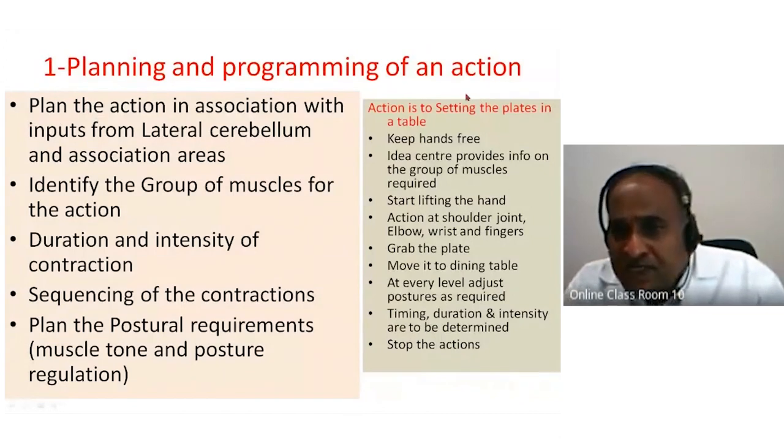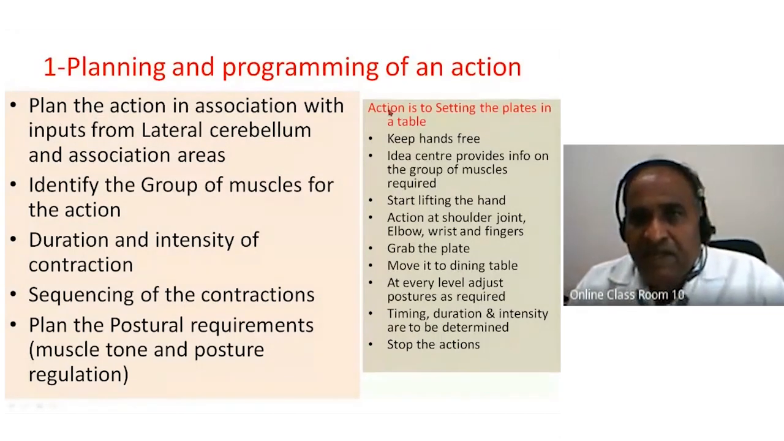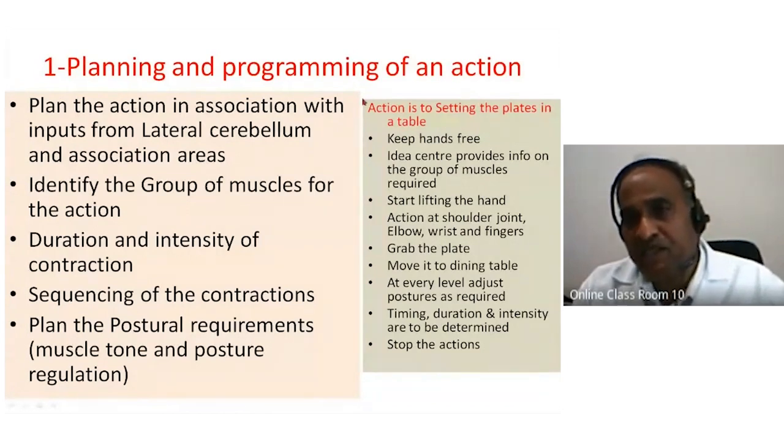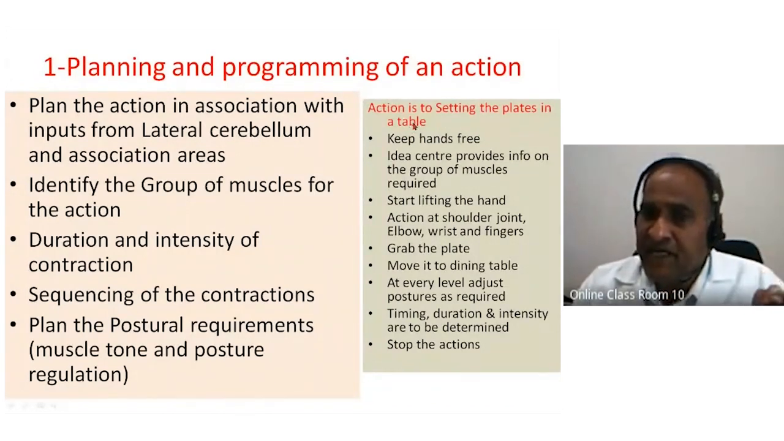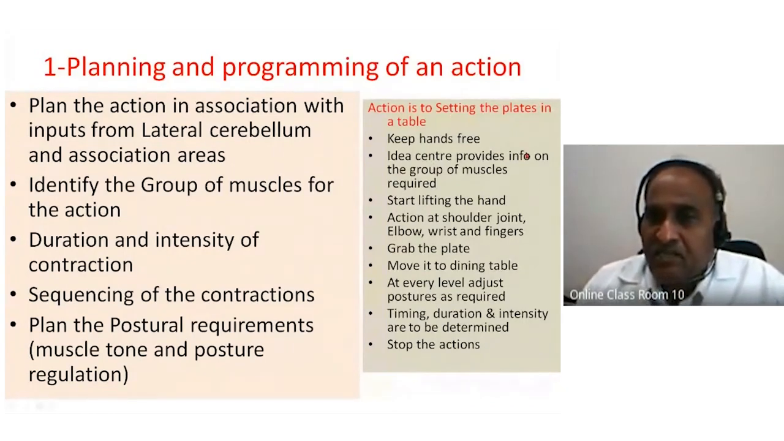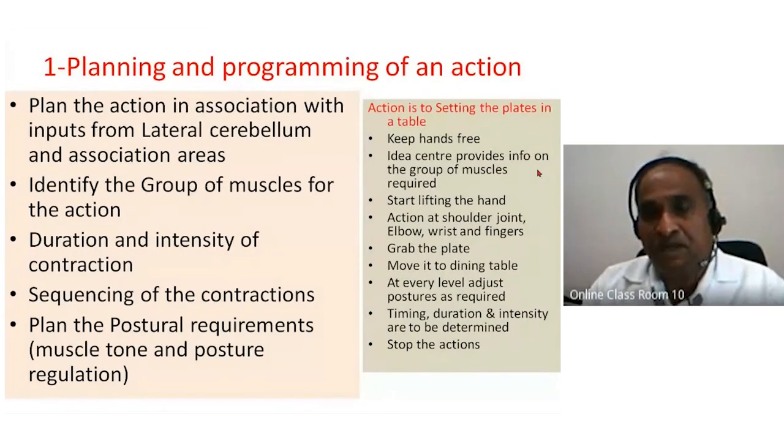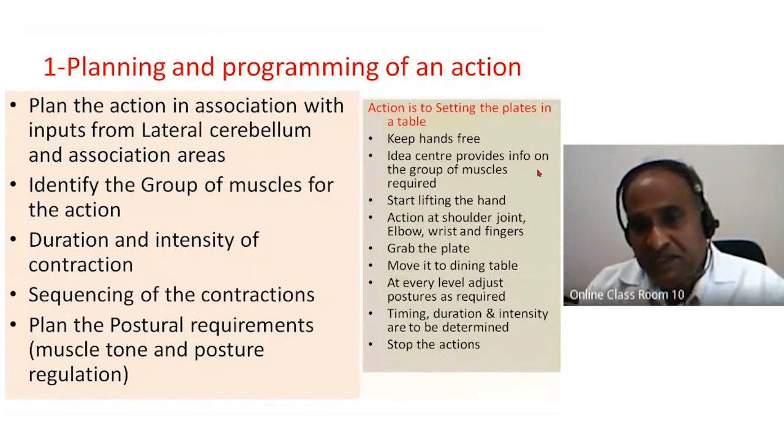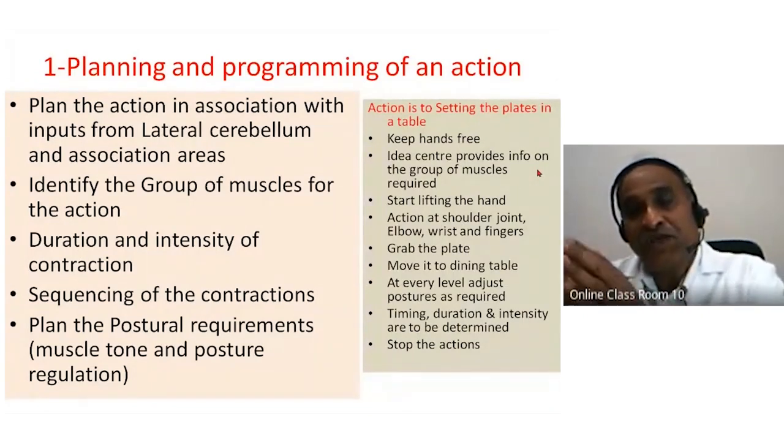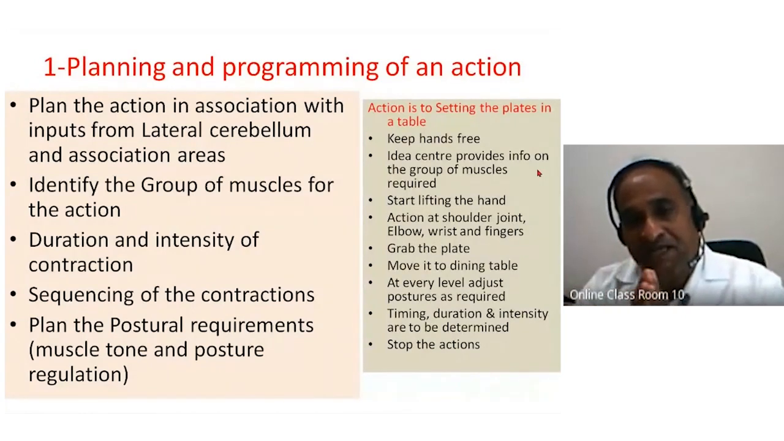Let us see this example. Here is an action. You have asked somebody to set the plates on the dining table. Setting the plates on a dining table is an action. Now that individual has to keep his hands free, and his brain centers provide information on which group of muscles are required. Say, for example, he was standing somewhere else, so he has to move to the site where those plates are placed. That means movement. So then he reached the cupboard or the place where the plates are placed.